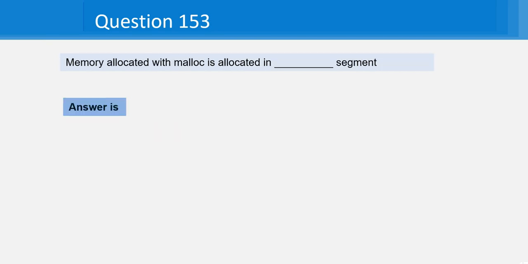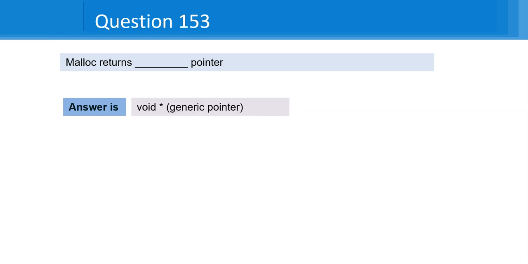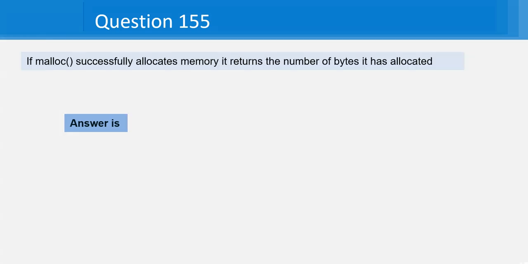Memory allocated with malloc is allocated in which segment? Is it text or data or stack or heap? So it's going to be in the heap section. Malloc returns dash pointer. What is the type of pointer malloc returns? Malloc returns a generic pointer, which is void star. It allocates the number of bytes requested and returns a pointer to that memory.